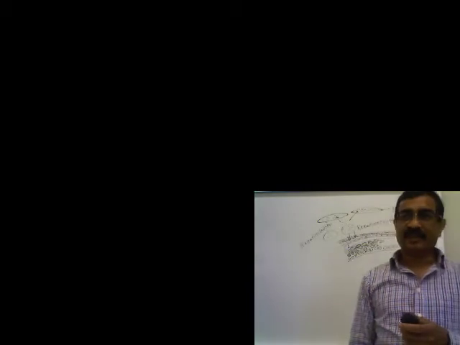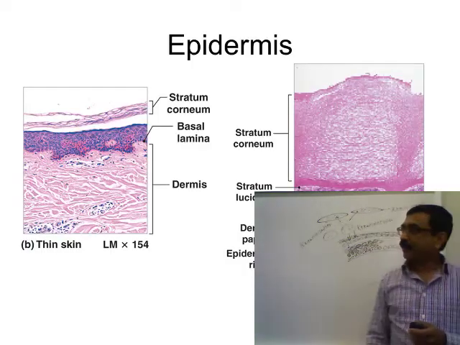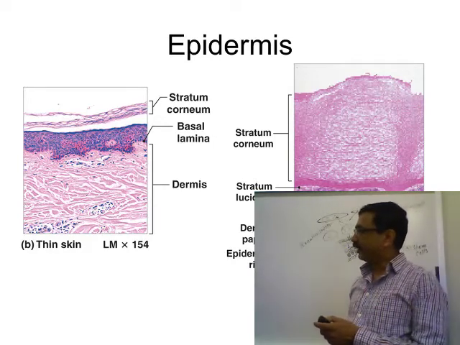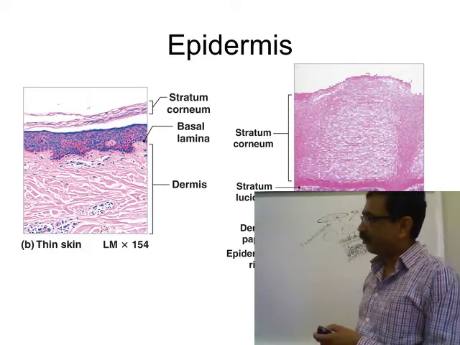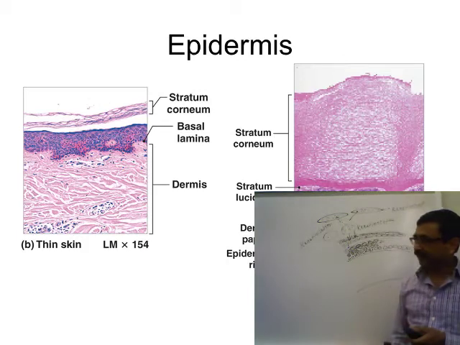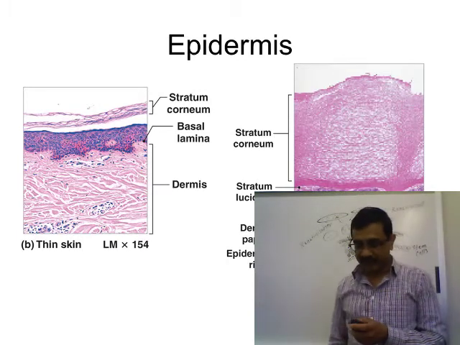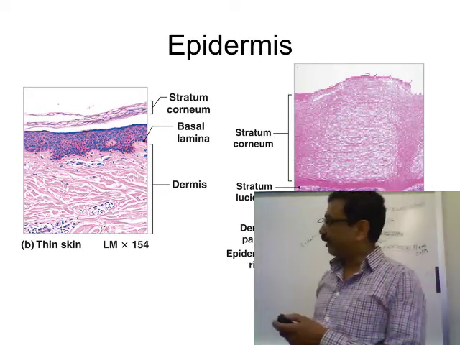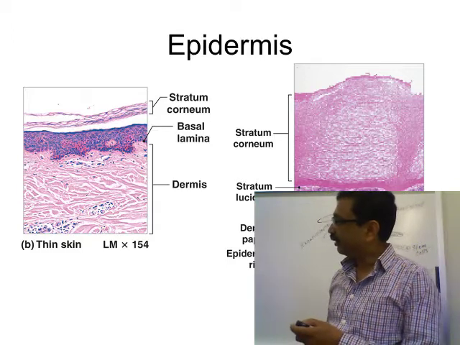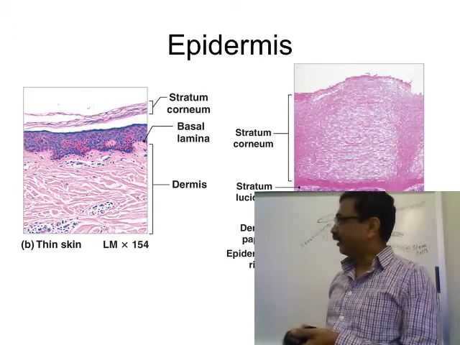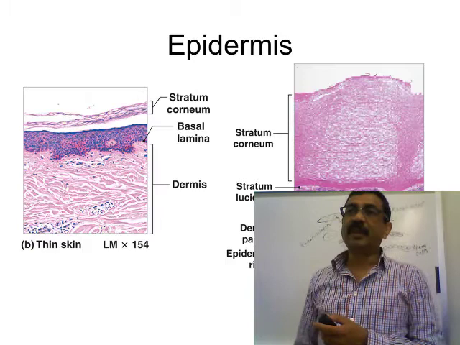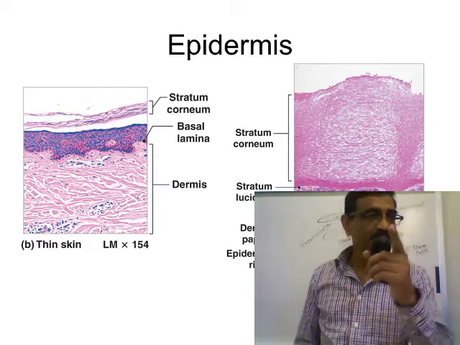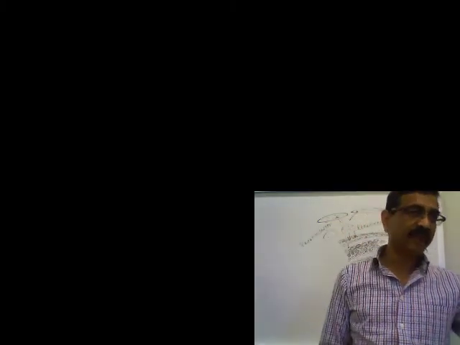So here you see the thick and thin skin. I already showed you in thick skin the stratum corneum is very thick. In thin skin the stratum corneum is thin. So you see the left side's picture is the thin skin and the right side is the thick skin. Another thing you need to know, thick skin epidermis has stratum lucidum, thin skin epidermis doesn't, right?